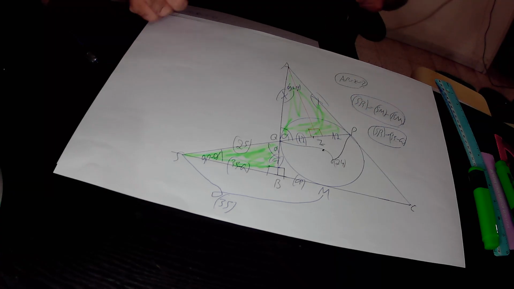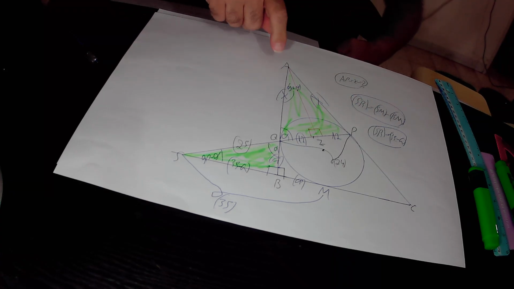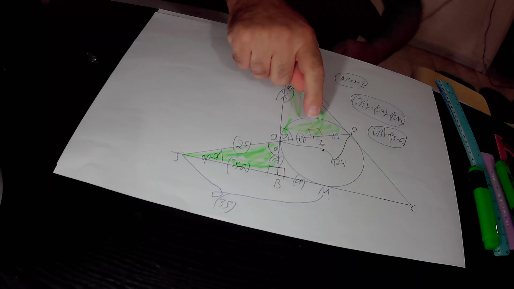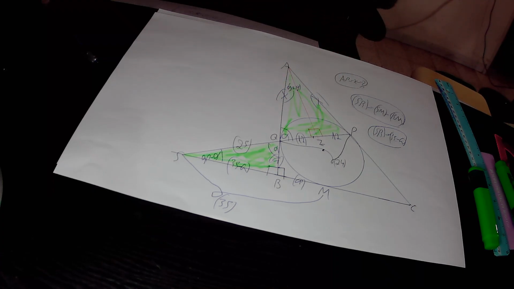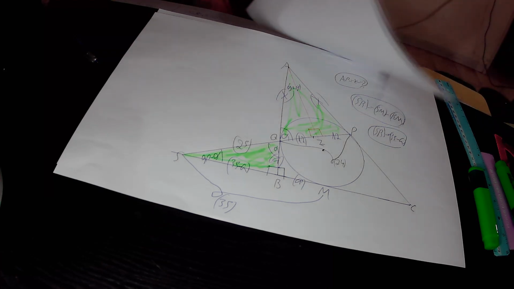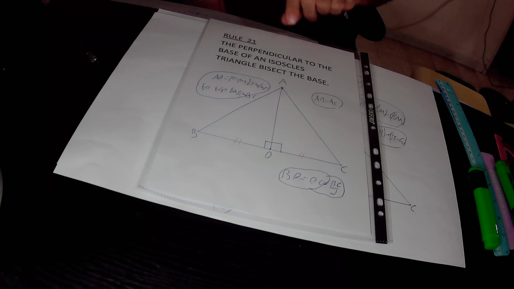And you find the touching point of the perpendicular from point A and the base QP; this point is point Z. So again, AZ is the perpendicular to the base QP. So here you can implement rule 21. According to rule 21, the perpendicular to the base of an associated triangle bisects the base.